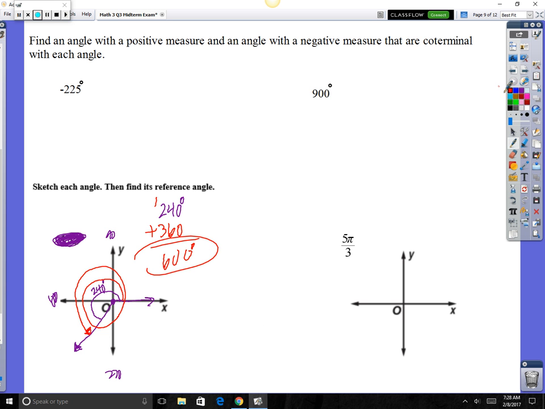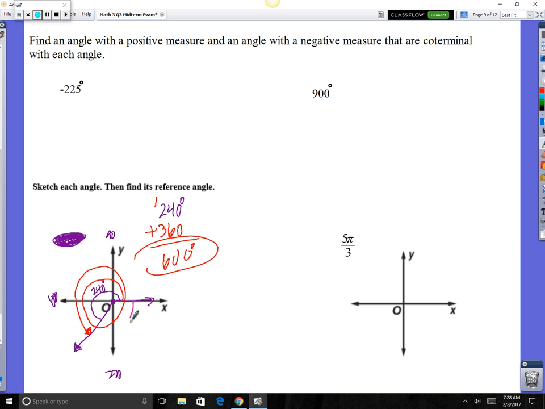Now the negative one's the one that's tricky. If we start right here and end right there, how much did we go? So this is 90. I've got to figure out how much these angles are right here. If you went 240, how much past the 180 did you go? I'm going to do 240, take away that 180, and that will tell me how much past I went.